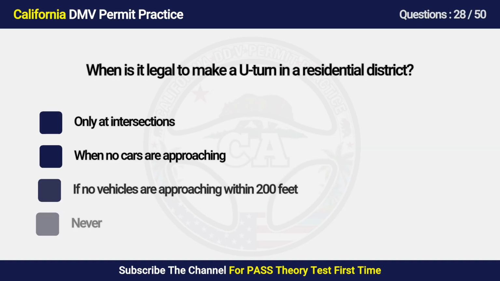Question 28. When is it legal to make a U-turn in a residential district? A. Only at intersections. B. When no cars are approaching. C. If no vehicles are approaching within 200 feet. D. Never.